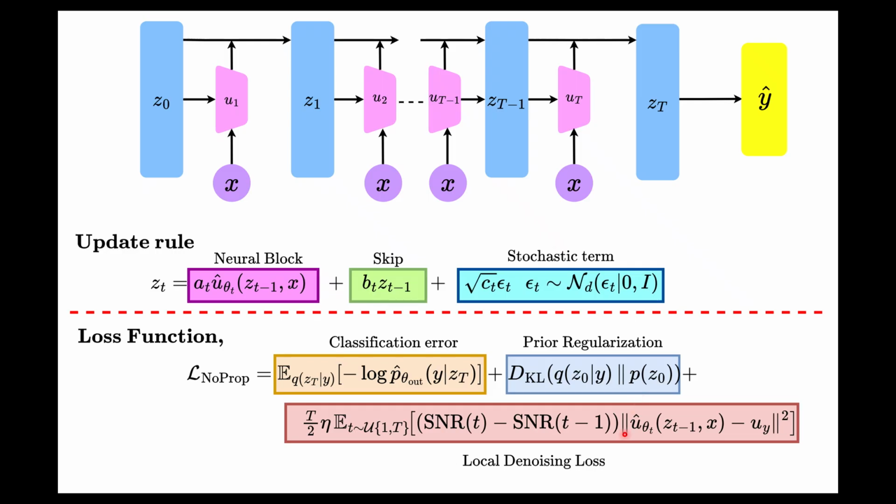We also have the local denoising loss. Each block is trained to map a noisy label representation directly toward the true class embedding u_y. And the weighting SNR, or signal-to-noise ratio of t minus the differences between two time steps, ensures that early steps focus on coarse correlations and later steps focus on fine refinement.